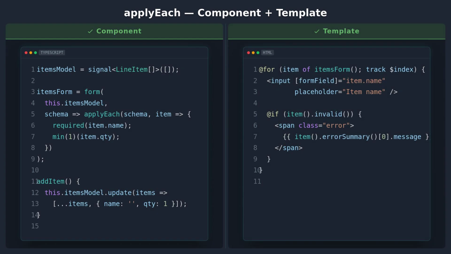applyEach wraps each signal array item with its own schema. In the template, call items form, and inside @for each item is a field tree, bind directly with the form field directive. Then item gives the field state: invalid, error summary, every row with its own reactive validation. Adding an item is just pushing to the signal.